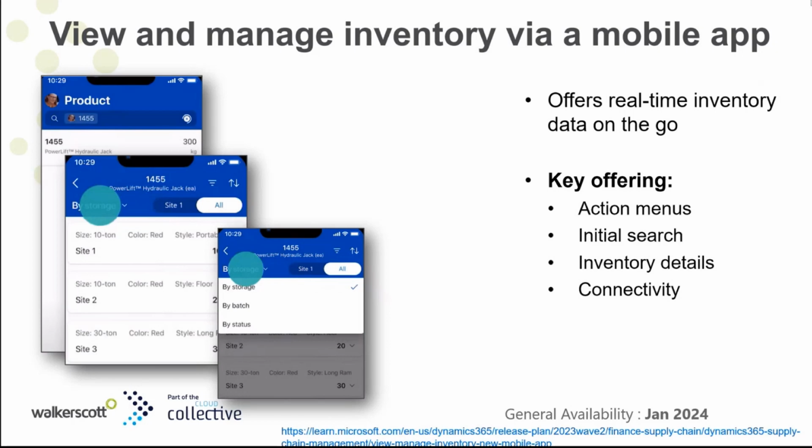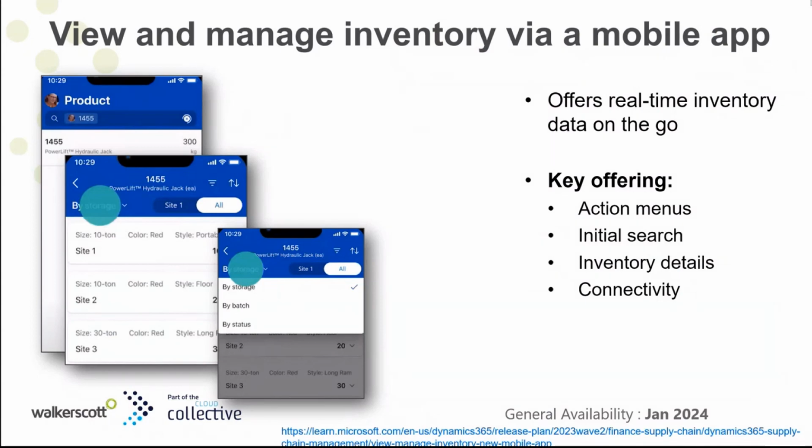The key offerings of the new app are the action menu item feature, which streamlines inventory management by allowing users to select a legal entity, view notifications, and set preferences, reducing errors and saving time. With the initial search capabilities, users can use fuzzy logic search to find product IDs and names, view key item information, including physical inventory, and set parameters for the default storage location.